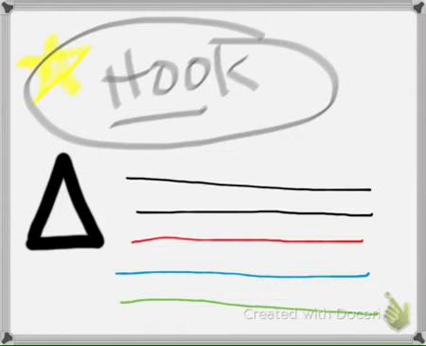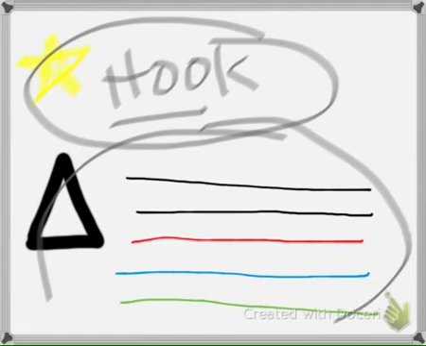Alright, so now let's talk about the second element of your introductory paragraph, and that's your thesis statement. This is the meatiest statement and one of the most important statements in your essay. You do have to do this first because you need to know where your essay is going to head.